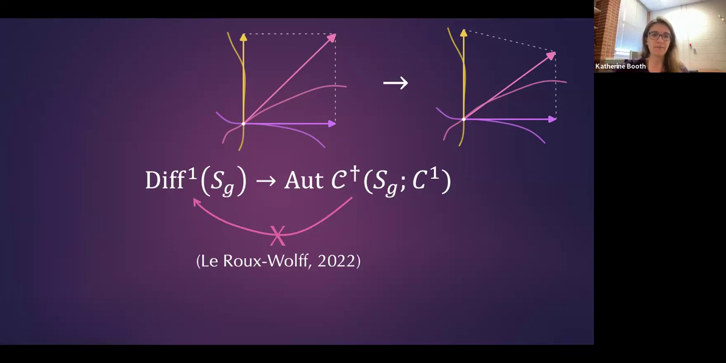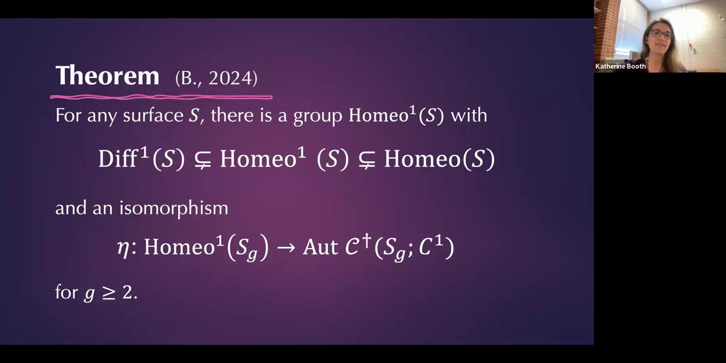So what can we do then? Well, what we have is that instead, for any surface, there's this group, which I'm going to call Homeo_1 of S, that properly contains the C1 diffeomorphisms and is also properly contained in the homeomorphisms of the surface, that is isomorphic to the C1 curve graph, as long as your genus is at least 2. Okay, so what is this group?